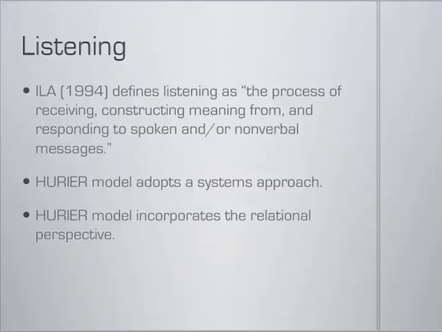Also, the HURIER model incorporates the relational perspective that we talked about. The relational perspective really emphasizes things like perceptual filters. And in the HURIER model, we're going to refer to those perceptual filters primarily when we talk about understanding and interpreting, but they will be peppered throughout. We're going to talk about our communication framework and how it is going to impact how we receive, interpret, and understand those messages, and then how we respond back to people. So you're going to find that the relational perspective is going to give us insight on the HURIER model.